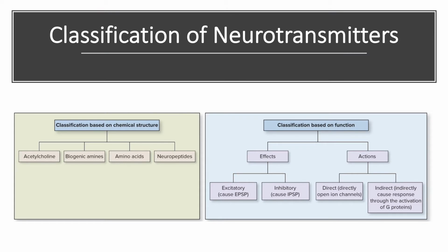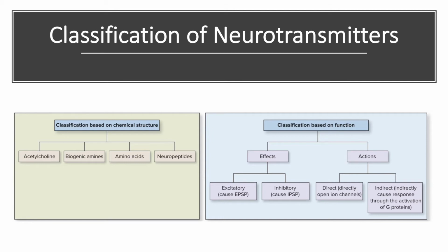First, we'll start. We can classify neurotransmitters in a few different ways. So the first is just based on their chemical structure. If we do it this way, there's just 4 groups. You have your acetylcholine, it's got its unique structure. Then we have our biogenic amines, our amino acids, and our neuropeptides.